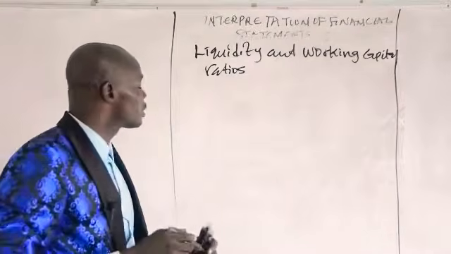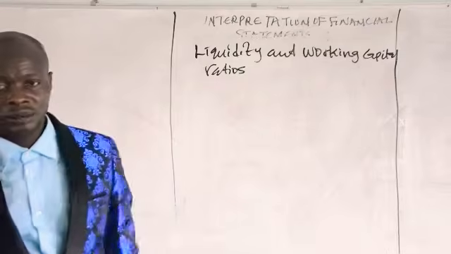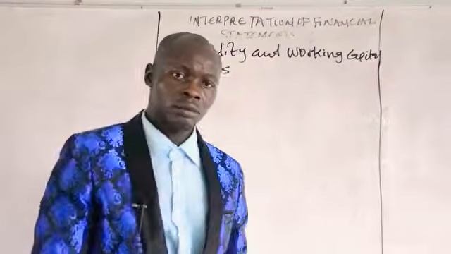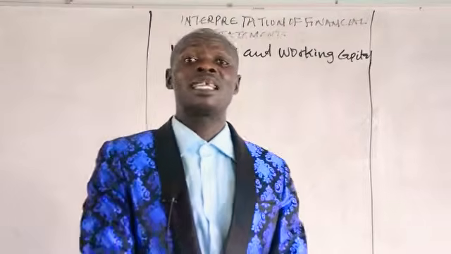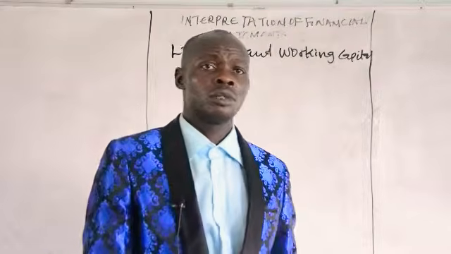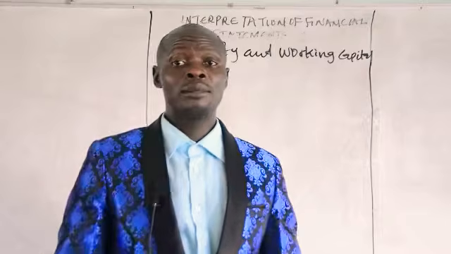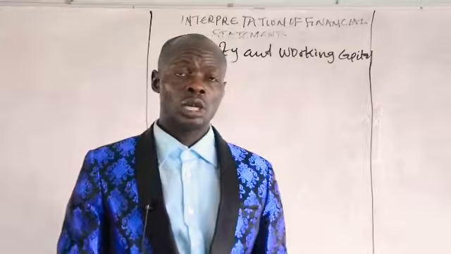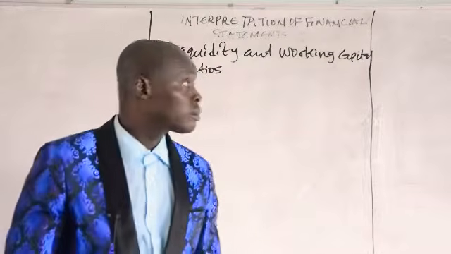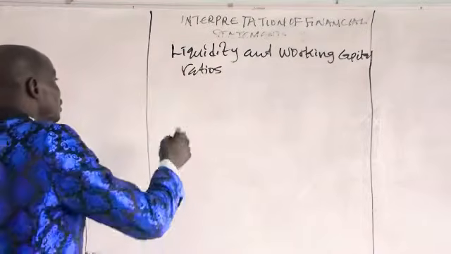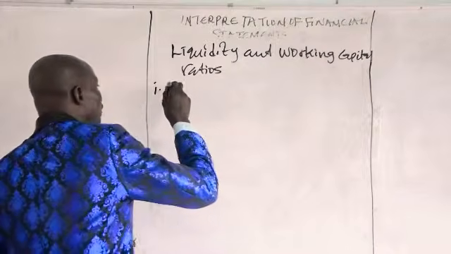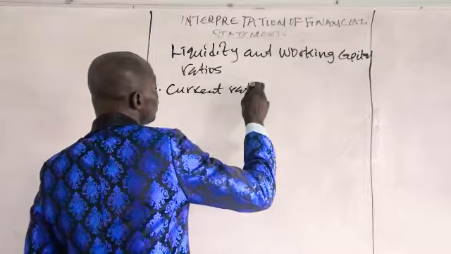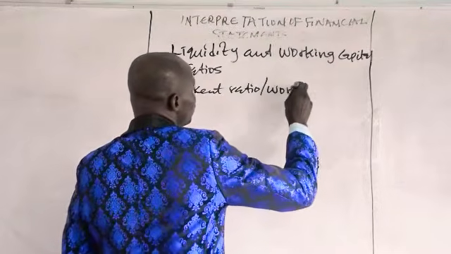Liquidity measures the ability of the business to meet its short-term financial obligations, that is, the ability of the business to pay its debts as and when due. When a business is able to pay its debts as and when due, such a business is said to be liquid. So, to calculate the liquidity ratio, you can use the current ratio. You either call it the current ratio or the working capital ratio.